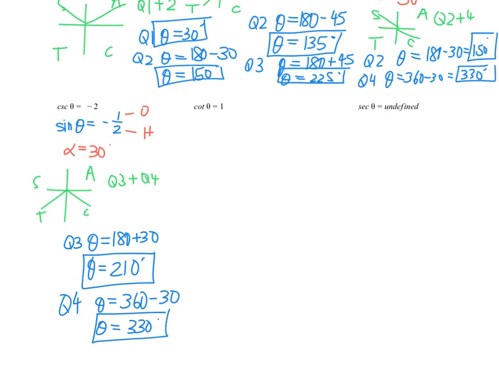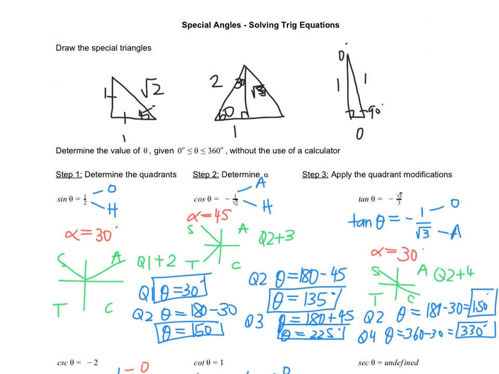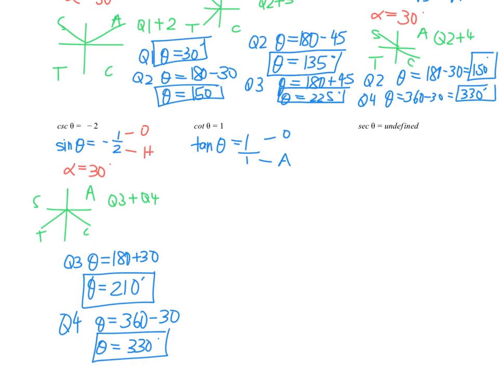Now for the next one, we have cotangent theta equals 1. Cotangent is the reciprocal of tan, and the reciprocal of 1 is 1. So I'm actually solving tan theta equals 1. So I want to put this first into a fraction. So I see that my opposite is 1 and my adjacent is 1. So if I go up above and I look at my 45, opposite is 1, adjacent is 1. So I've already figured out my reference angle.